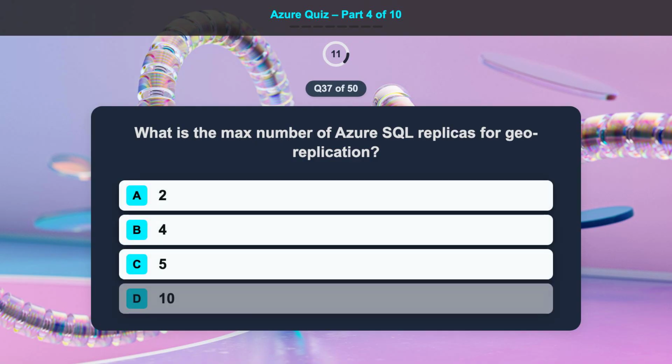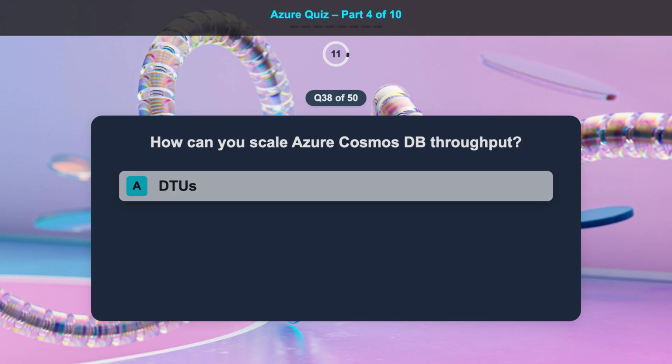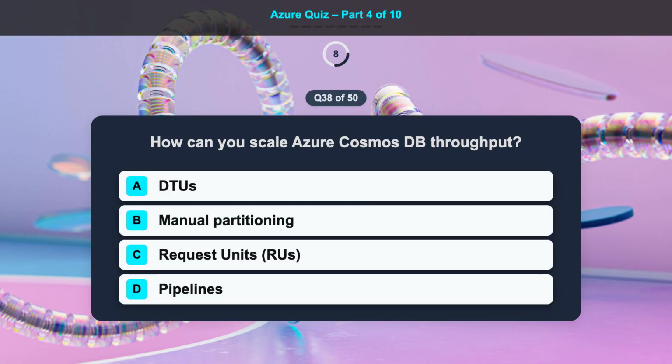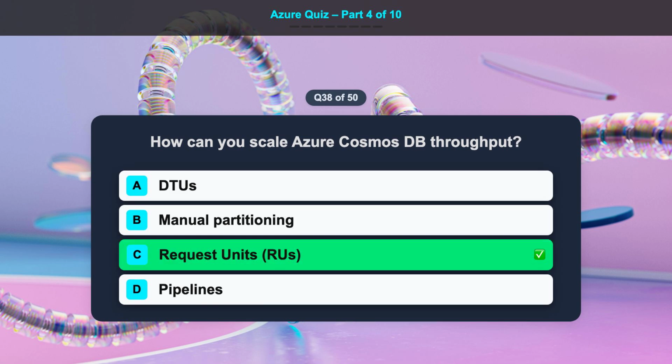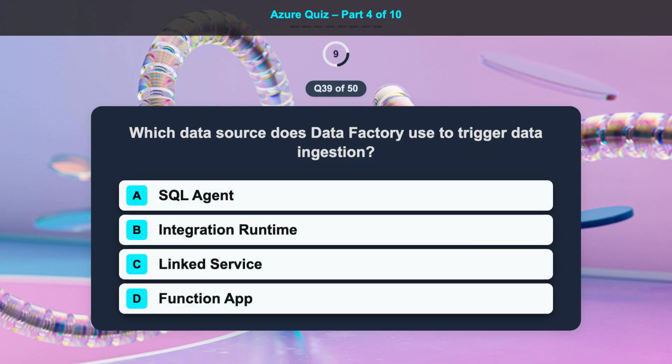Question 37. What is the max number of Azure SQL replicas for geo-replication? Question 38. How can you scale Azure Cosmos DB throughput? Question 39. Which data source does Data Factory use to trigger data ingestion?